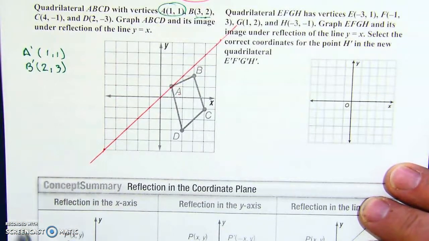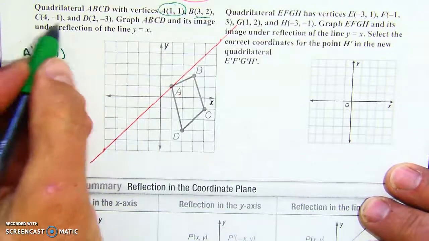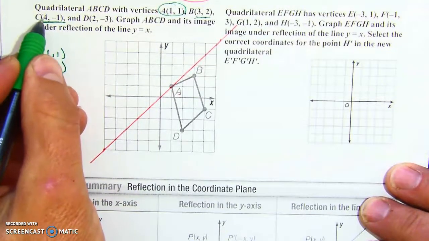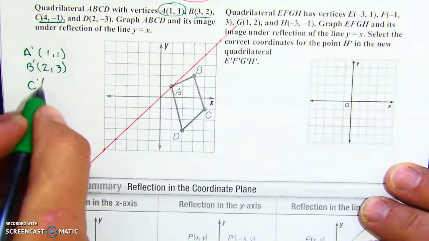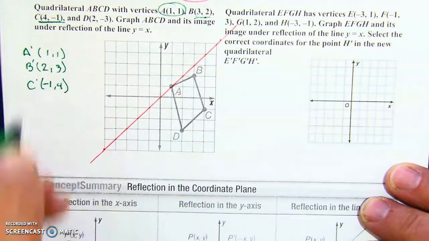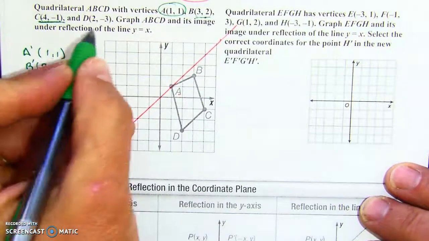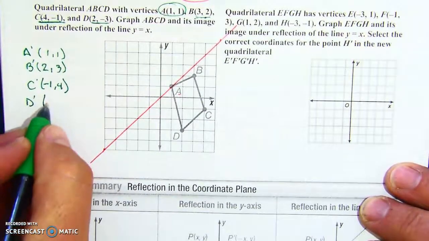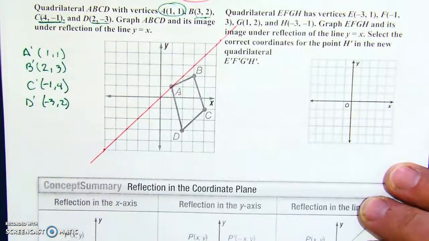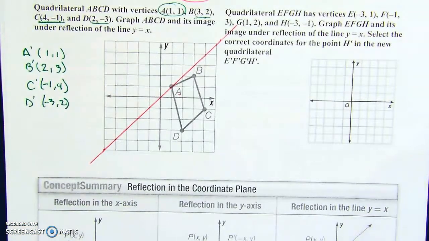Okay, so let's go to C prime. Here we're looking at 4 comma negative 1, so that means we're going to go negative 1 comma 4. And then the last one, D prime, we're going to switch those two, which is going to be negative 3 comma 2. Okay, so let's go ahead and plot these on there.